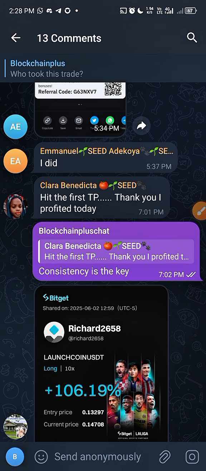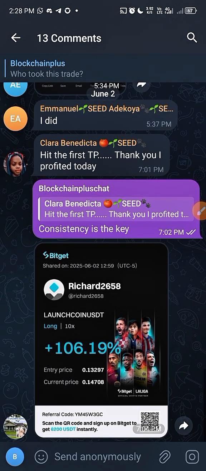This person must have been taking the trades and waiting every time for the TP to hit, but it never gets to TP and then it returns back. That's why I said when you take trades, you're seeing 50%, you're seeing 100%, and it has not gotten to TP at 100%, what are you still waiting for? Take the trades and move on. Wait for the next one, right? You can see this person also hit 100 and something percent at the end of the day.